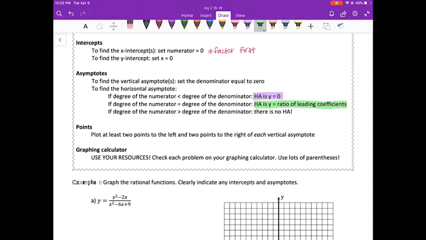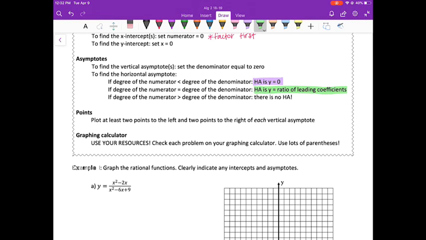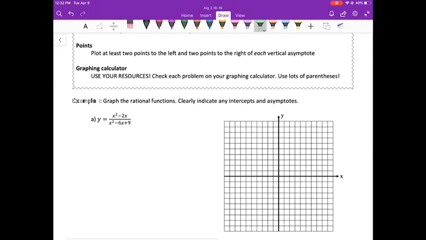Now, when we plot points, we want to plot at least 2 points to the left and right of each vertical asymptote. Yes, I say each. Sometimes we'll have multiple. And when in doubt, go to your graphing calculator. Use your resources and check each problem, especially your homework, on your graphing calculator, making sure that you use lots of parentheses. We want to graph and indicate any intercepts and or asymptotes.